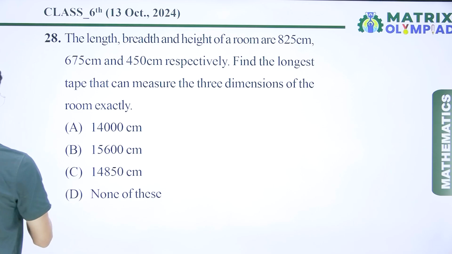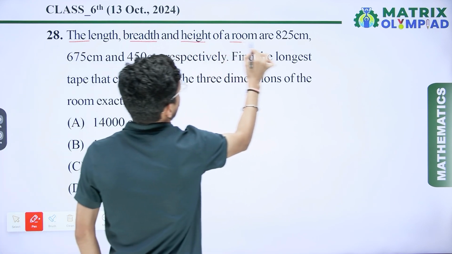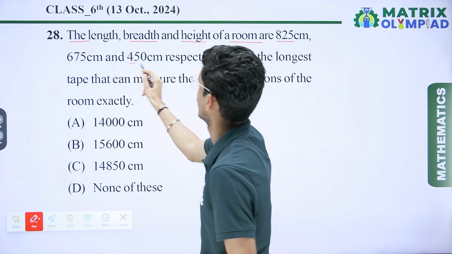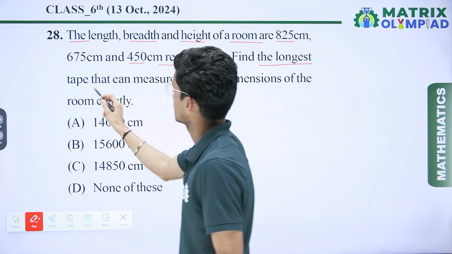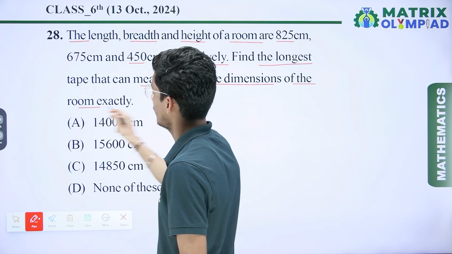Now the next question is that the length, breadth and height of a room are 825 cm, 675 cm and 450 cm respectively. Find the longest step that can measure the 3 dimensions of the room exactly.